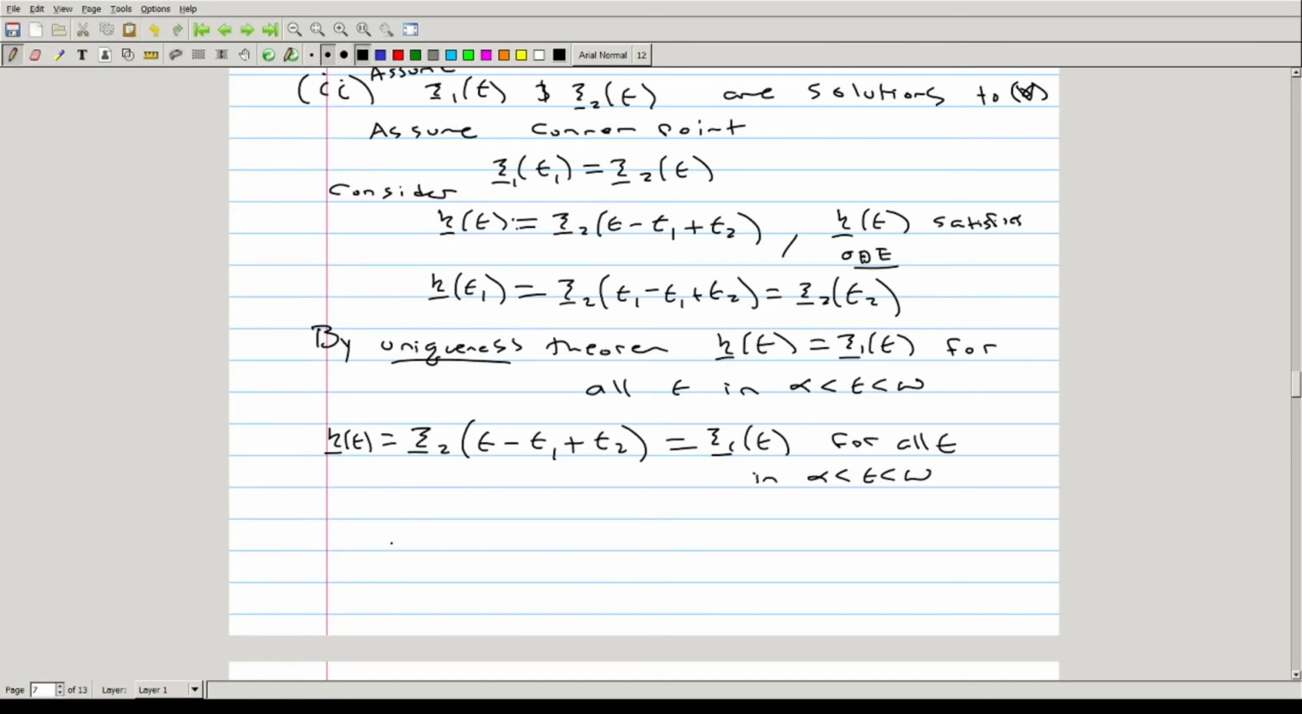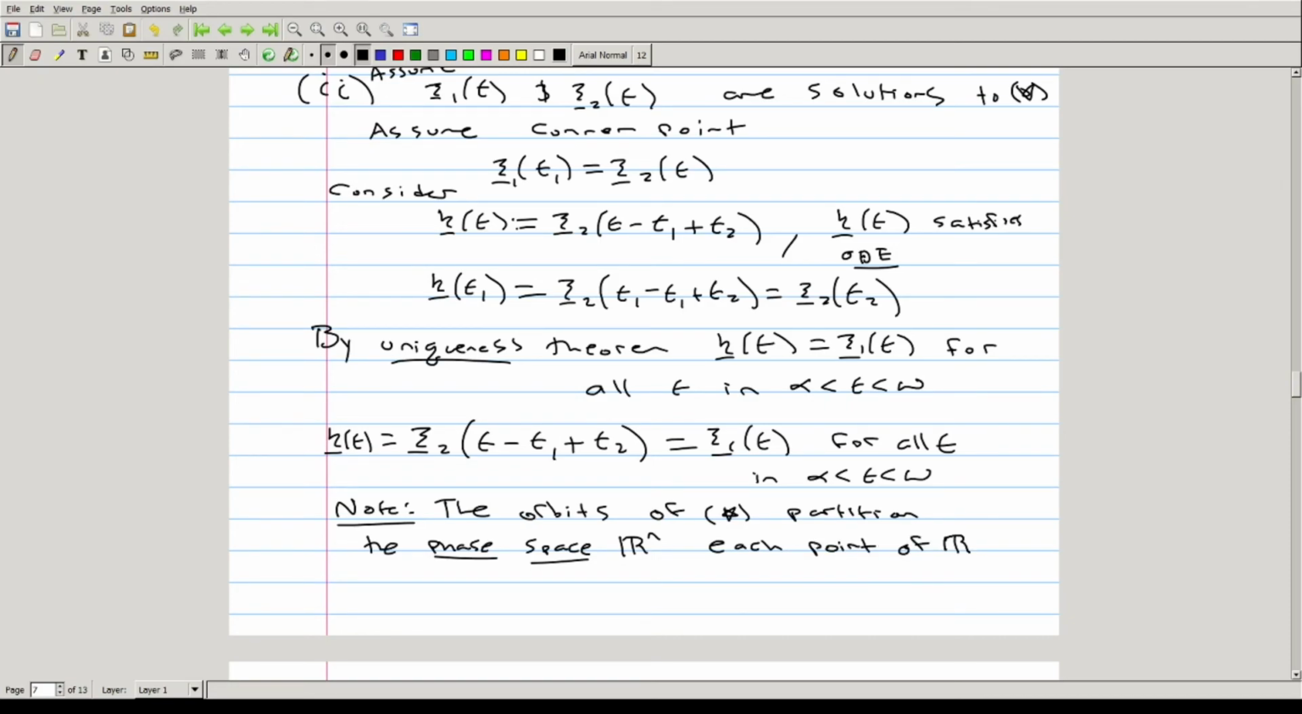So I want to note here that the orbits of xi-star partition the phase space Rn, which means that essentially these two theorems will allow us to conclude that each point of Rn lies on exactly one orbit.